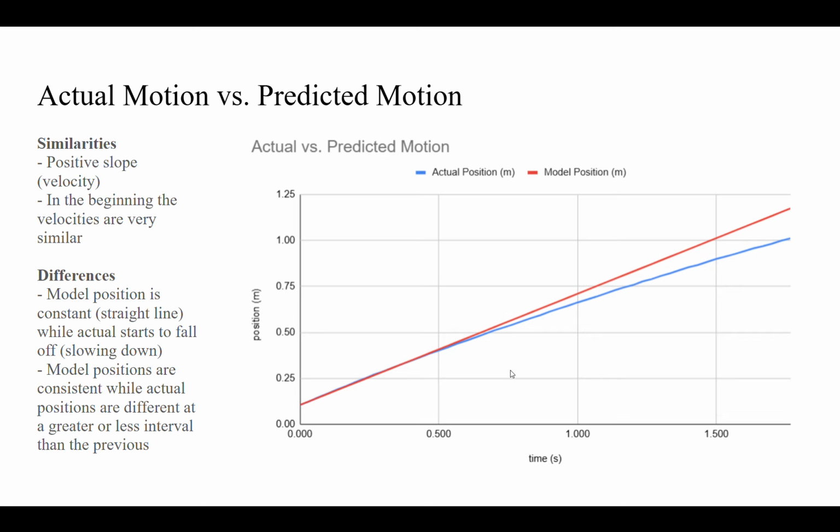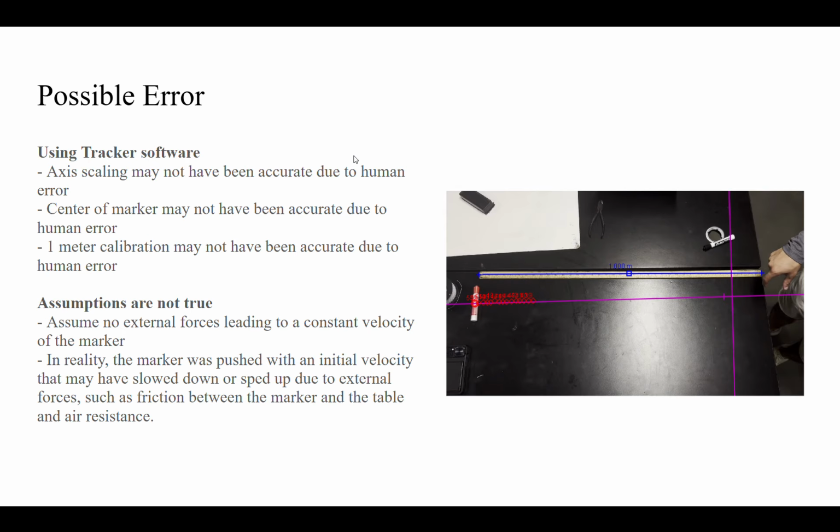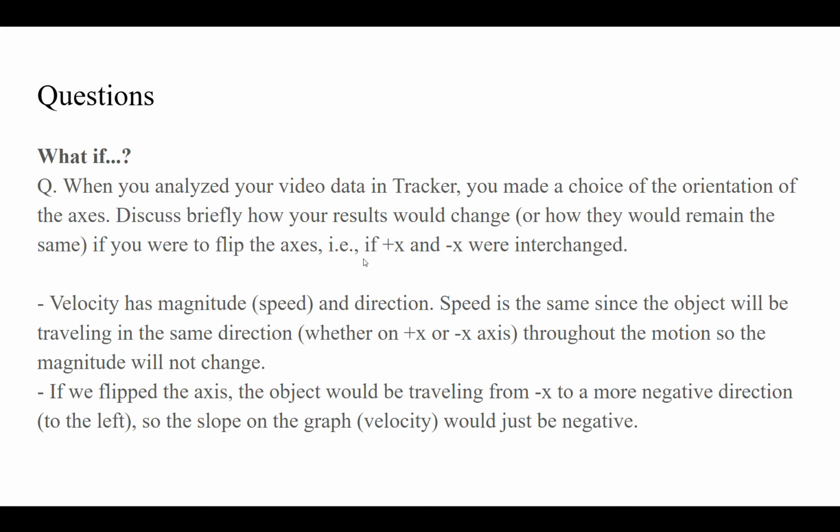The model positions have consistent differences, while the actual positions don't have consistent differences, which makes it not aligned. A possible error is in the tracker software, which acts as scaling the center of the marker. The marker positions and 1 meter calibrations might not have been accurate due to human error. Also, the assumptions of the ideal conditions are not true in the actual experiment, because the marker was pushed with an initial velocity but ended up slowing down, which we saw in the graph.